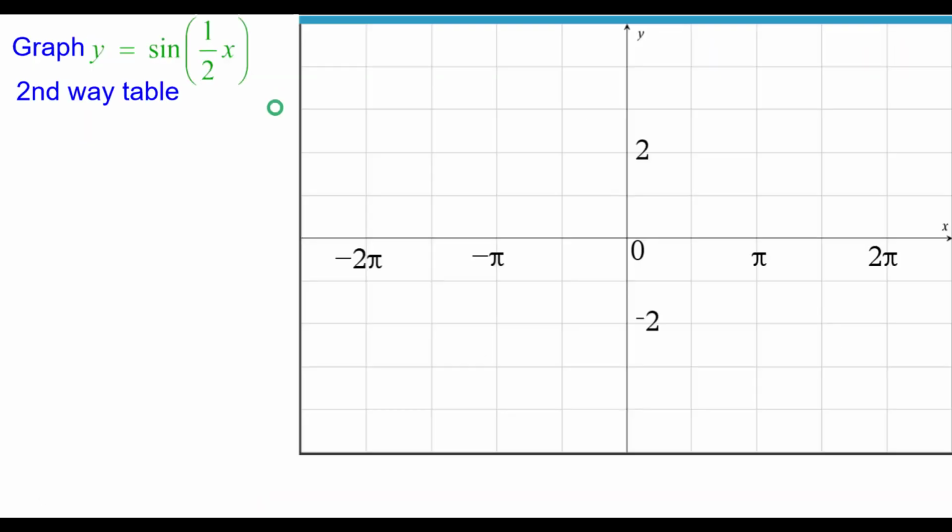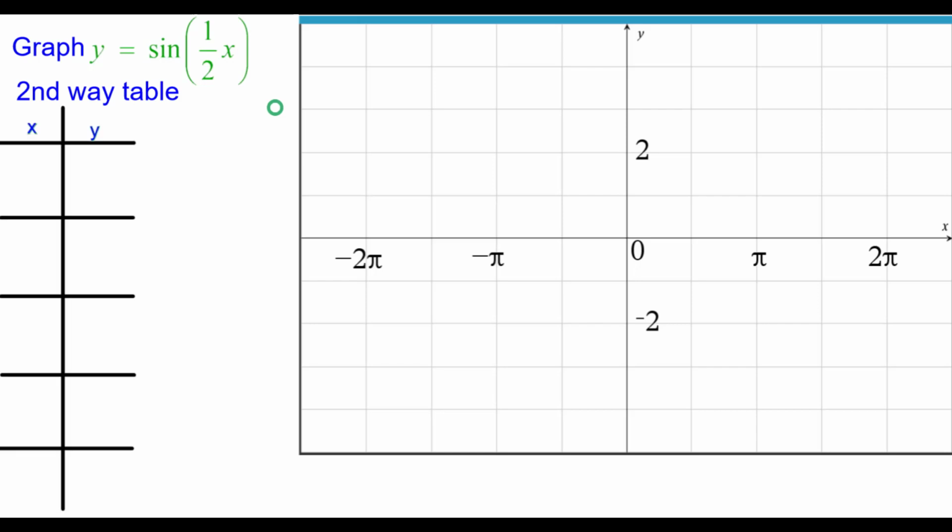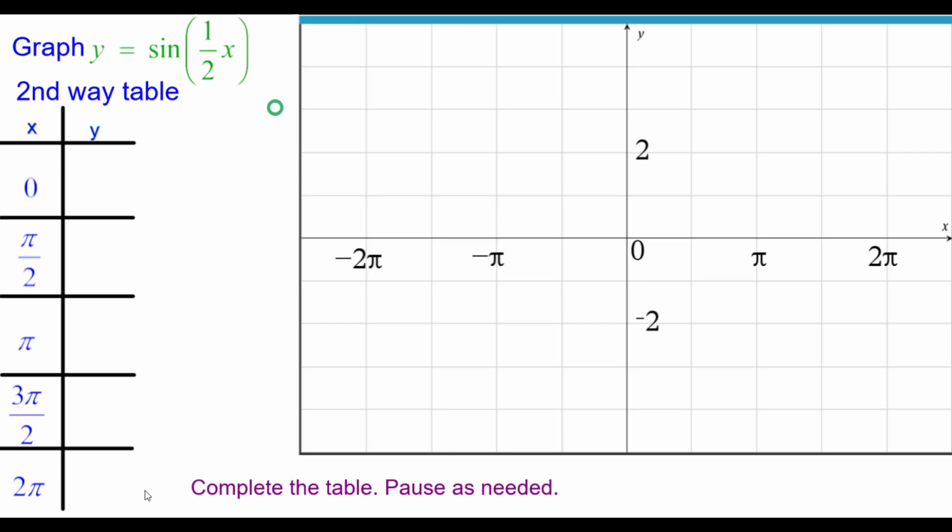The second way of graphing y equals the sine of the quantity 1/2 times x is using a table. So these are our axes values. Go ahead and complete the table. You should just know these values here.